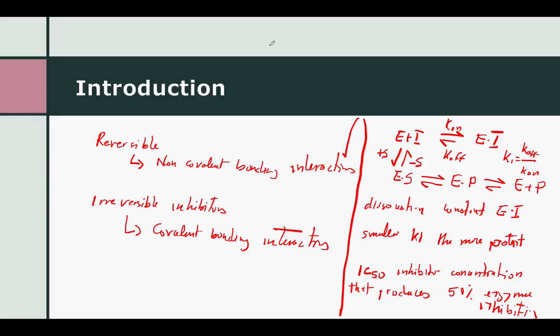Now there is also a way to relate the IC50 to the Ki, where IC50 is equal to one plus substrate concentration over Km, times Ki.